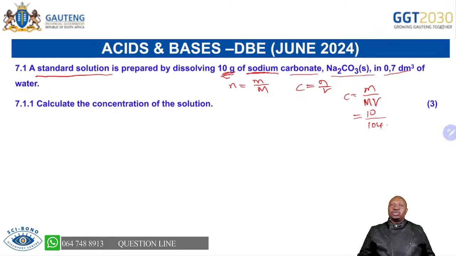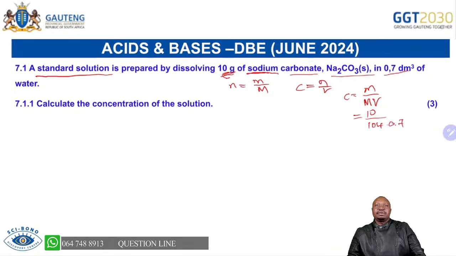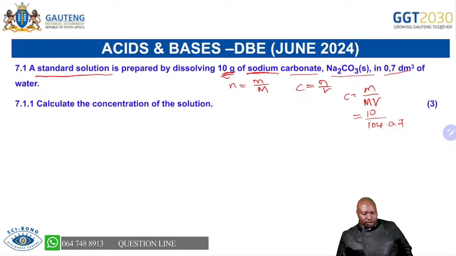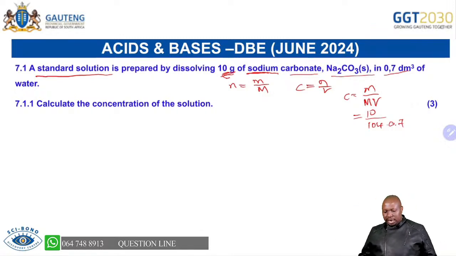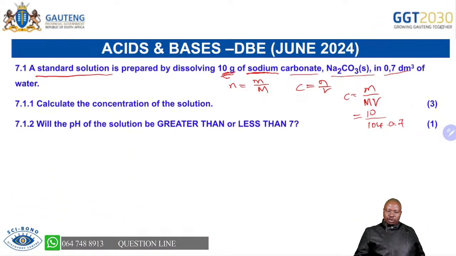We have our volume, which is 0.7. So you can see that you just plug and play. Hence, it's 3 marks. It's a routine question where you just have to substitute what you are given and you are able to get your answer. I've attached the memo. There's no problem, you'll be able to check.